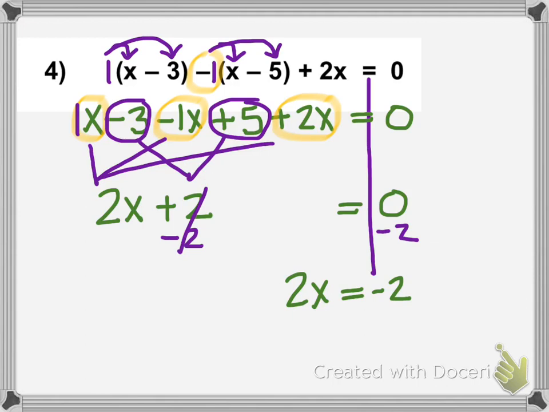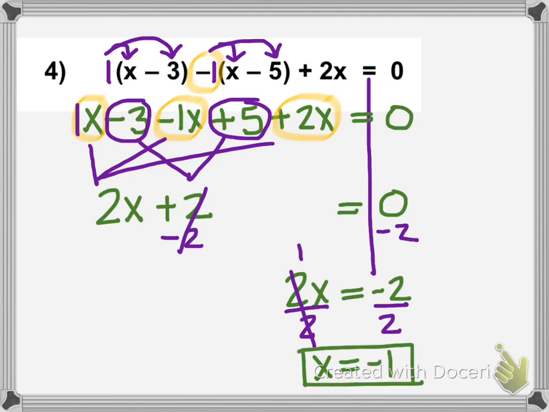The very last step is to divide by that coefficient in front of the x, which is 2. We're going to divide both sides by 2. 2 divided by 2 is 1. So we've got 1x, or x on the left. On the right, negative 2 divided by positive 2 is negative 1. So here's your solution.